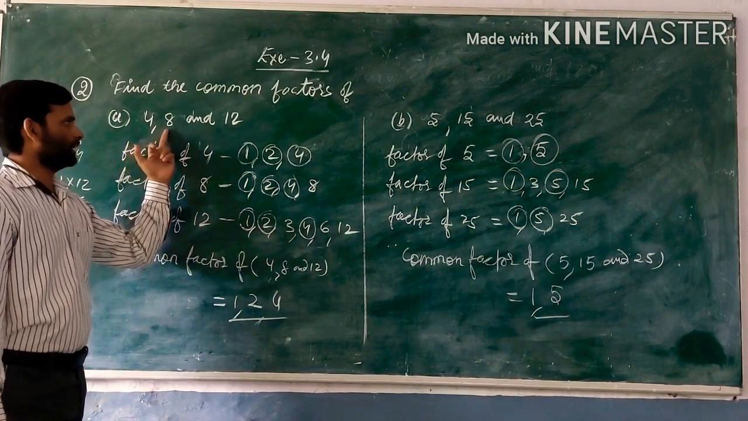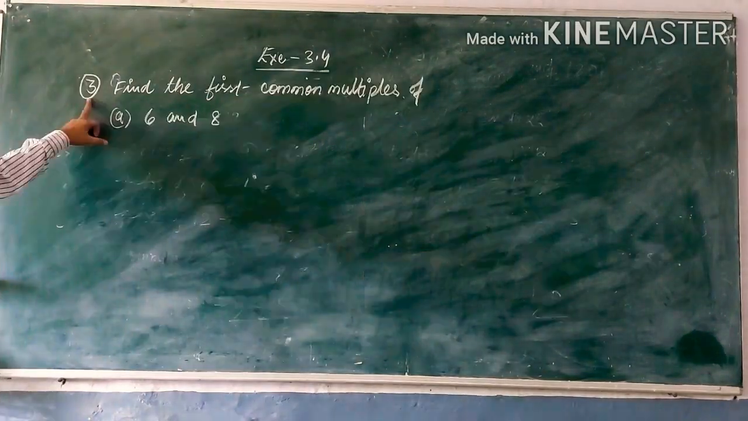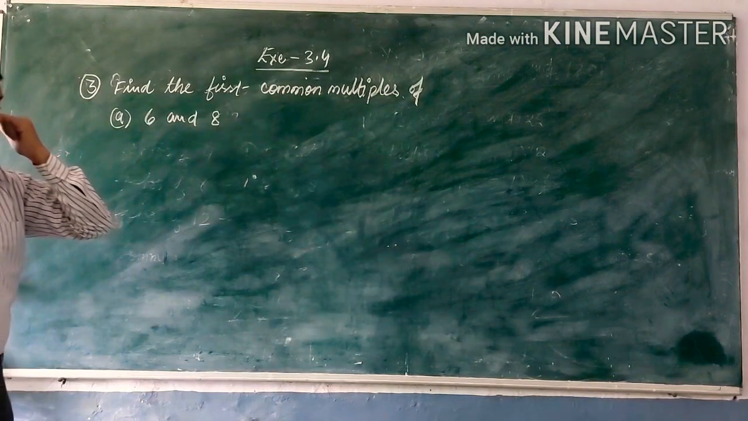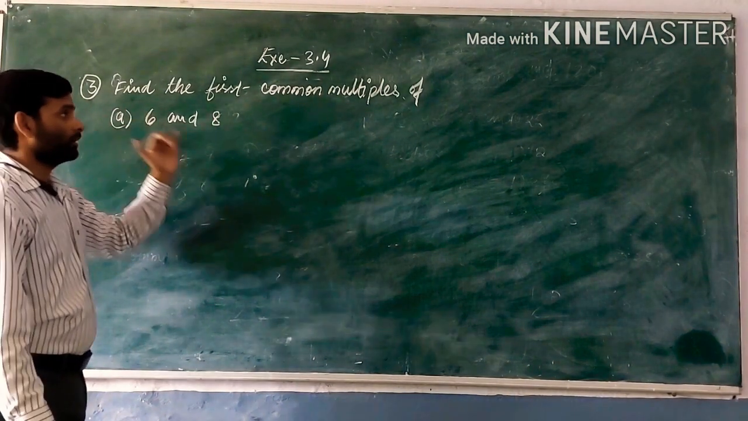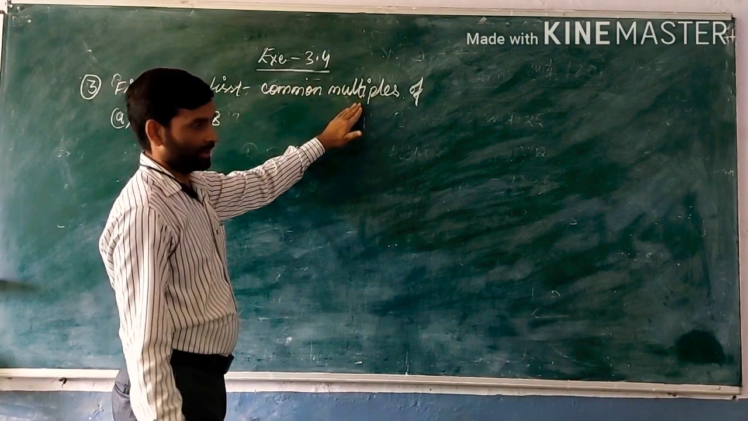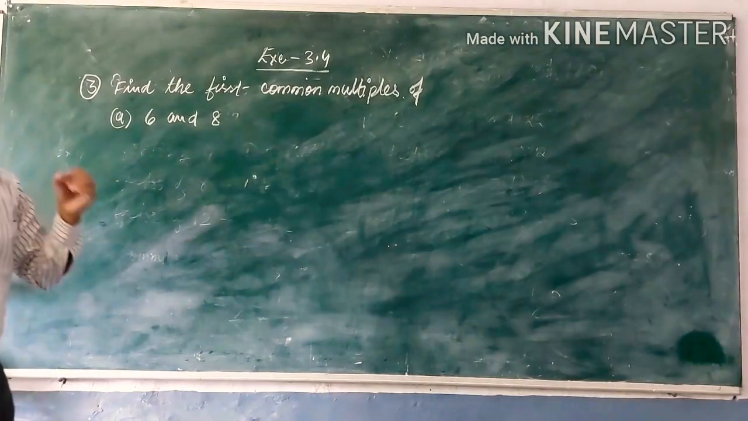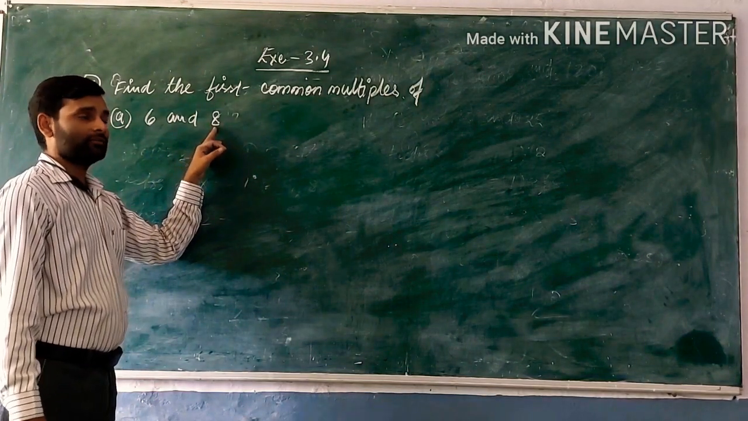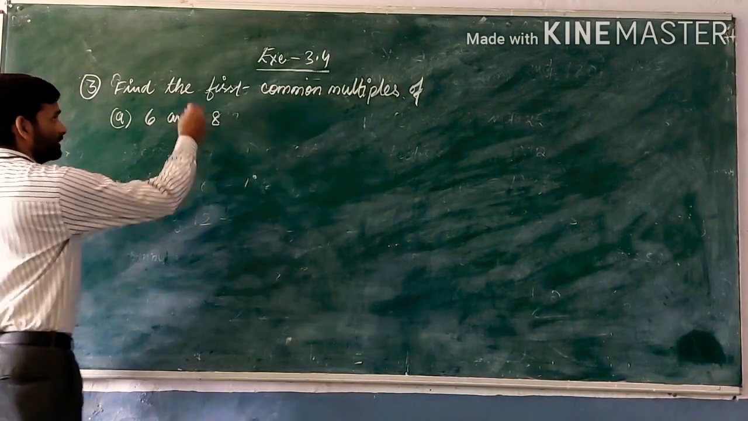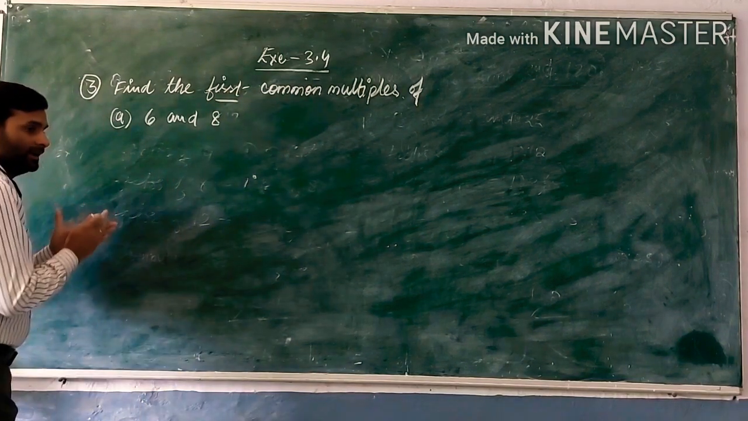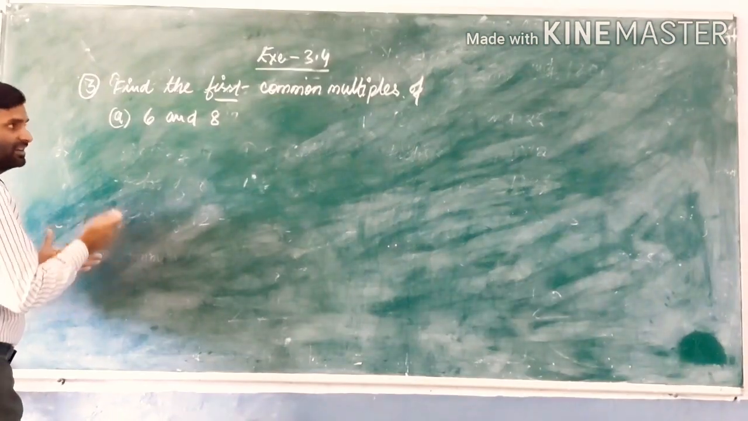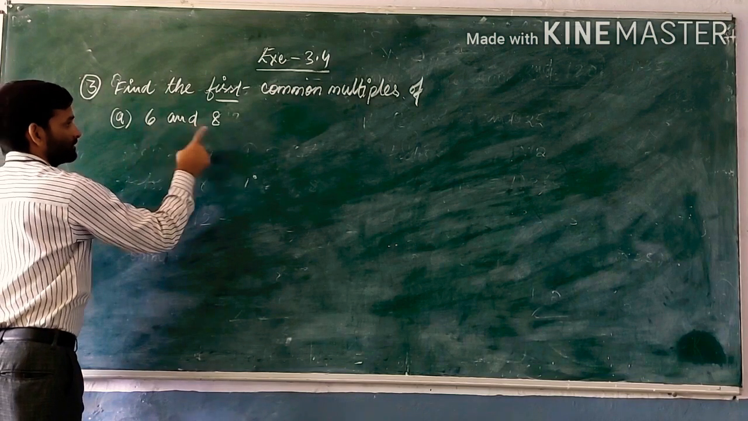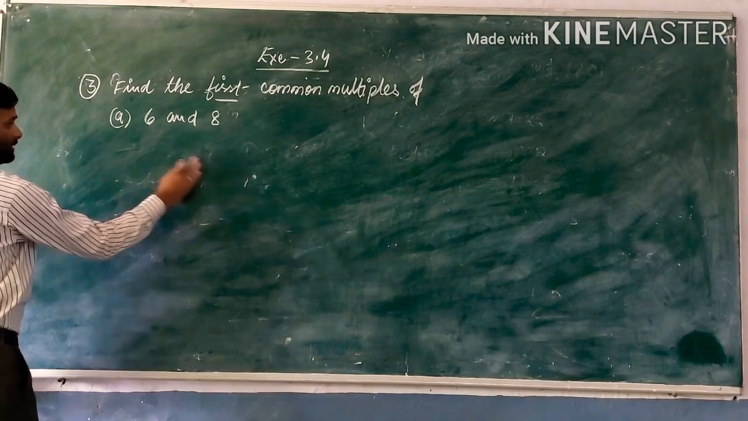Okay, write down: find the first common multiples of 6 and 8. In the previous exercise, you found only factors. Okay, multiples: you write the multiples of 6, which means you write the table of 6. You write the multiples of 8, which means you write the table of 8. Common means which numbers will be common in 6 and 8.